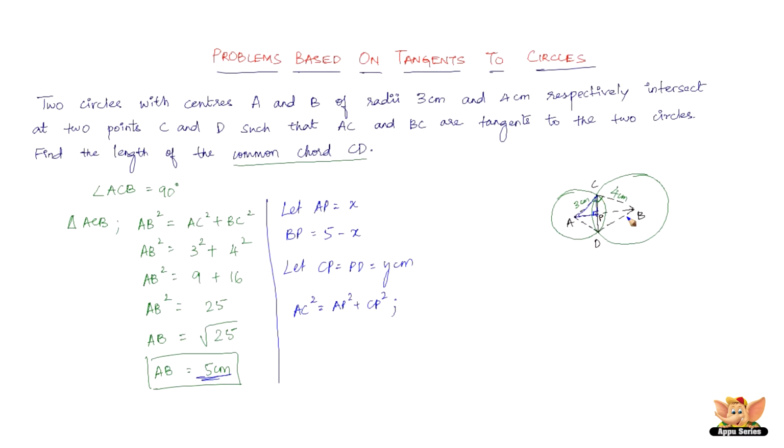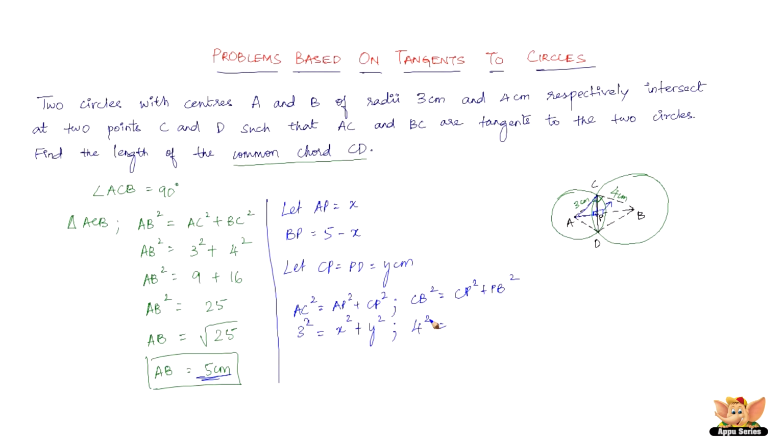And similarly for the triangle BPC, we will have CB square because it's opposite to the right angle here. So CB square equals CP square plus PB square, right? Now we've got AC as 3, so let's write it 3 square. We need to find AP square. We've got AP as x, so let's take this as x square, and CP is y, so let's take it as y square. And CB is 4 centimeters, so CB square is 4 square.